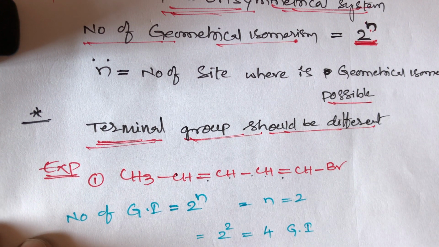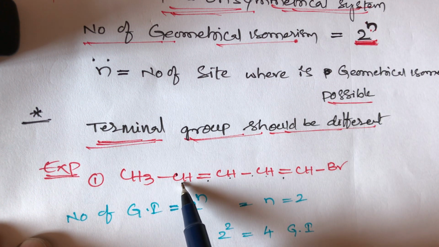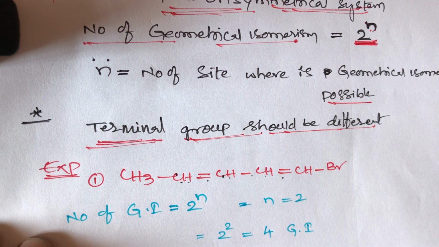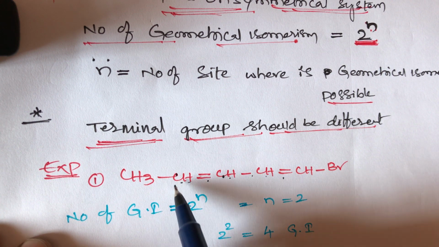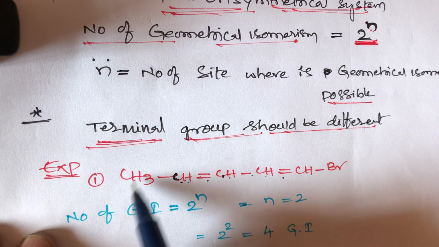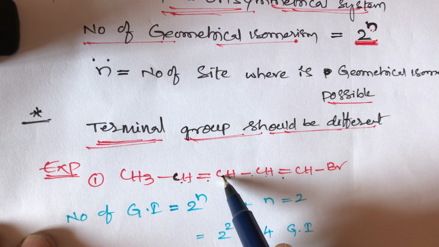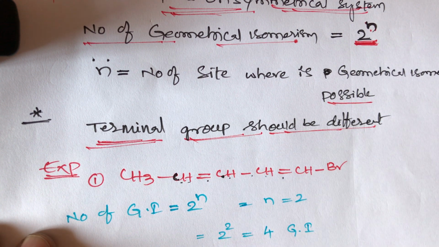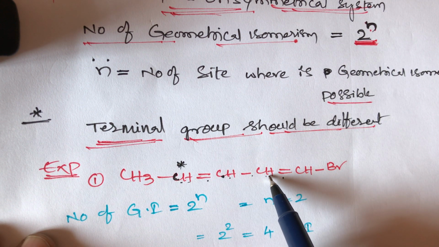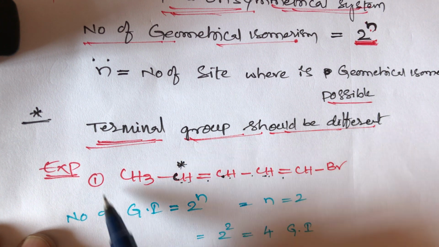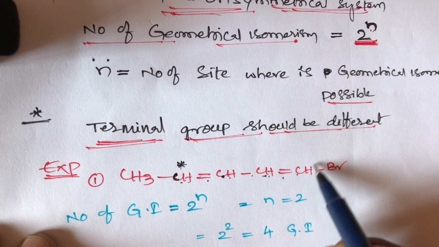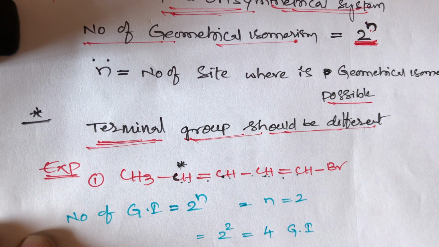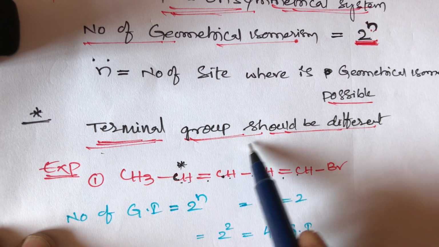So what about this n? N means the number of sites that will show geometrical isomers. This carbon double bond will show geometrical isomers. Why? Because this carbon is surrounded by two different groups: one methyl group, one H, and the other carbon connected with one hydrogen and this complete part. This also exhibits geometrical isomerism. What about this carbon? It is connected with one hydrogen and this complete compound, and the other carbon is connected with one hydrogen and one bromine.